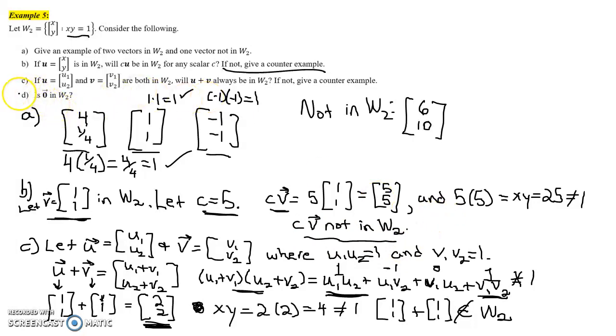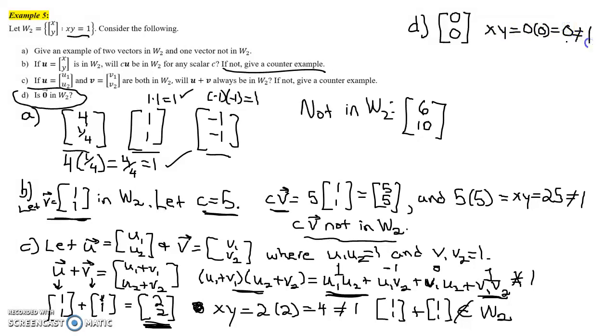Okay, last question here. Is the 0 vector in W2? That's easy enough to check. So the 0 vector is this vector in R2. Now x times y in this case is 0 times 0, which is 0, not 1. So the 0 vector is not contained in W2.